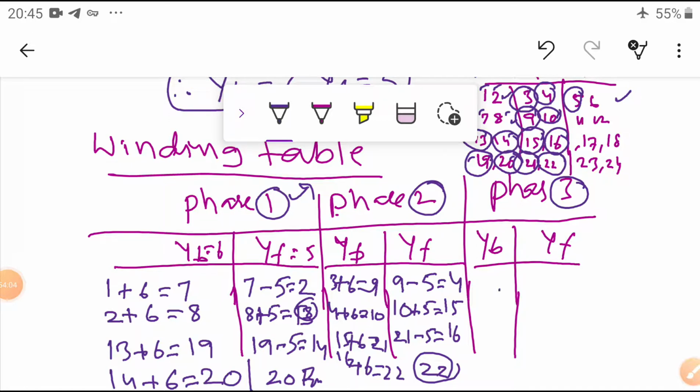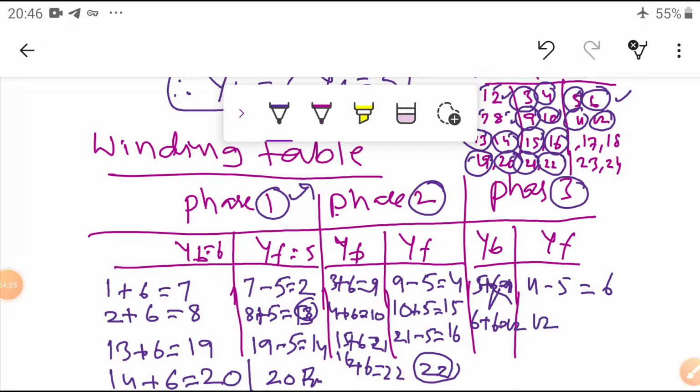Similarly, you calculate here also. Start from the 5th slot. So 5 plus 6, what is the value? 11. Yes, 11 is mine. 11 minus 5, I am going to get a 6. Yes, 6 is mine. So 6 plus 6, 12. Yes, 12 is also mine.